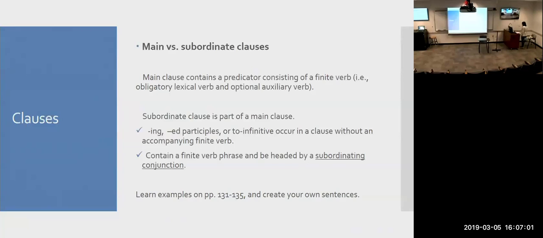I think this will help you when you are working on the assignment, because in the syntax assignment sheet, you can see one exercise that addresses subordinate clause or main clause. So what is the main clause? What is the subordinate clause?